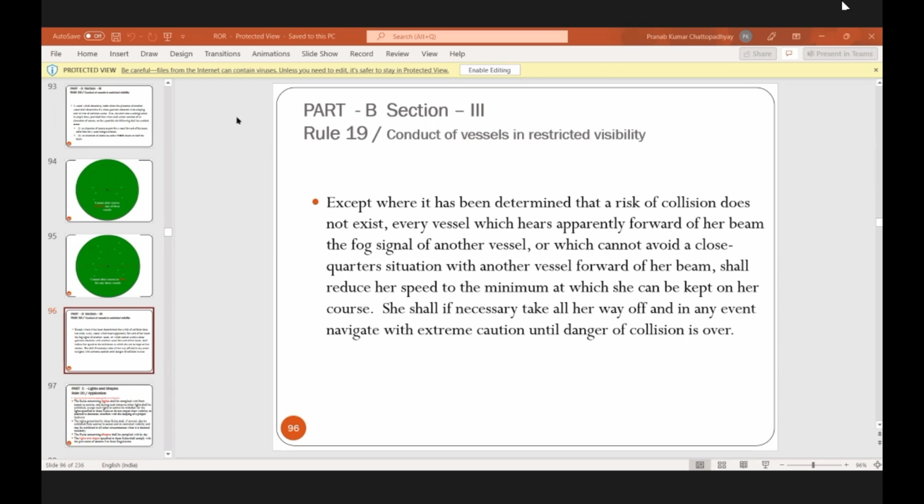Because we listen to the fog signal if it is near the range, like 2 nautical miles maximum, from 0.5 to 2 nautical miles. So we need to take all way off, sir. No.